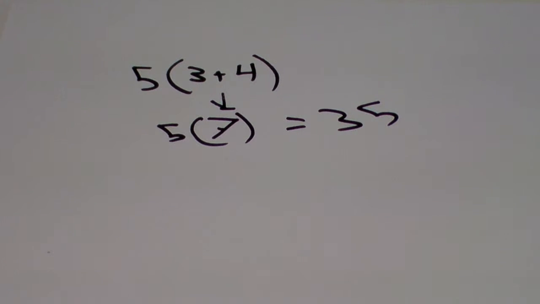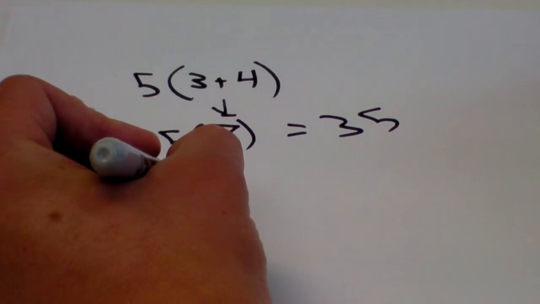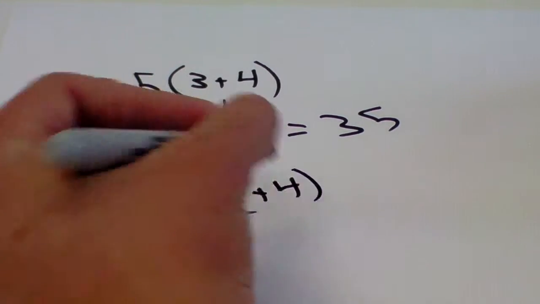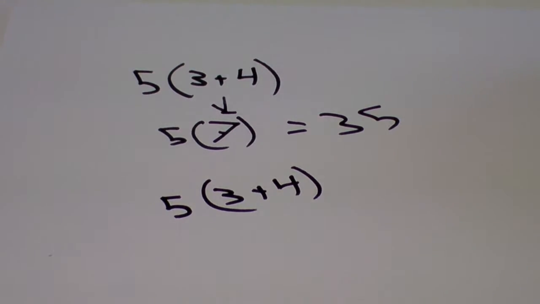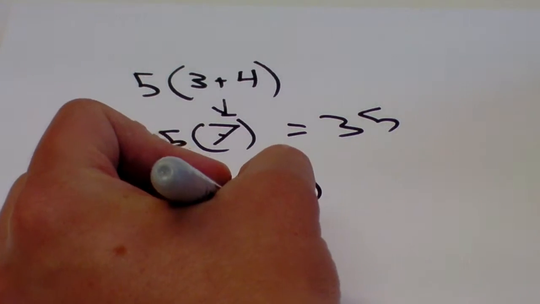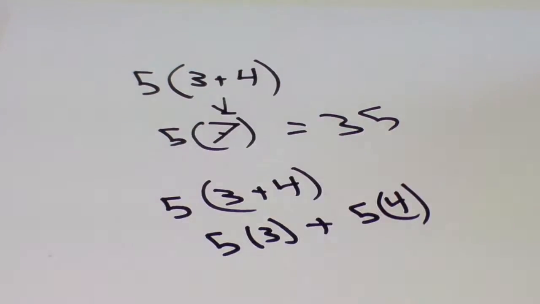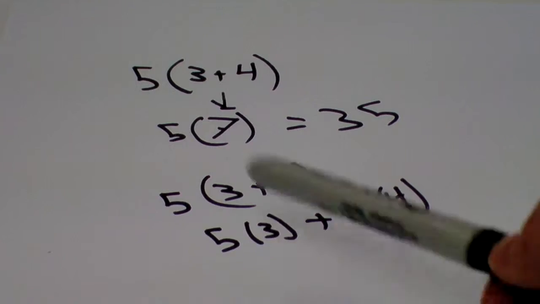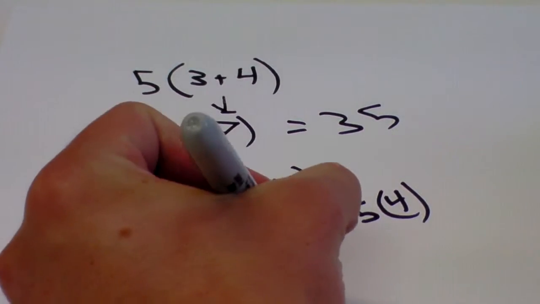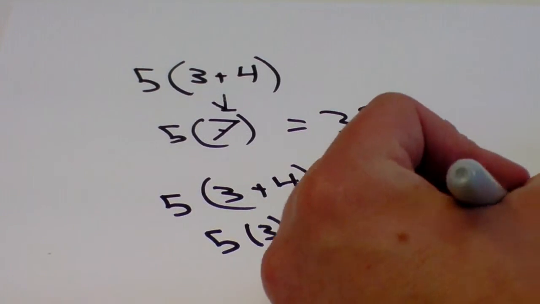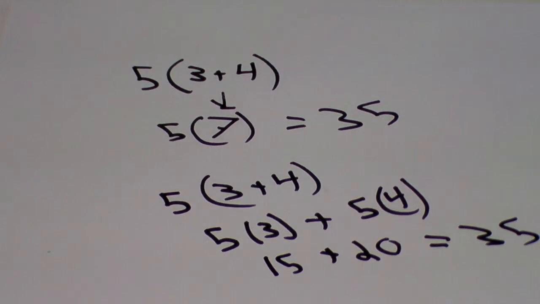But what if we were to do it a little bit differently? What if we were going to say 5 times (3 plus 4) can be rewritten as 5 times 3 plus 5 times 4. And what's 5 times 3? Well, that's 15. So we've got 15 plus 5 times 4, which is 20. And that's also going to be 35. Wow, it works. That's interesting. But, of course, that doesn't prove anything. Let's try it with some other numbers, see if this is just a coincidence or not.